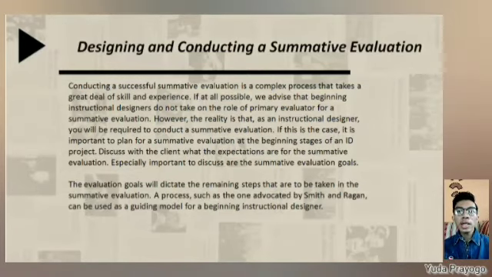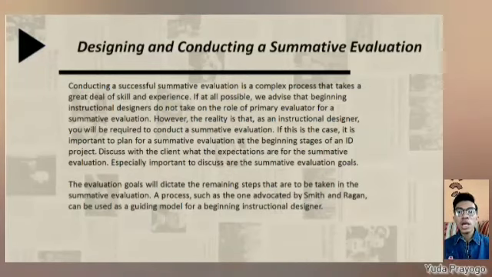As we mentioned, conducting a successful summative evaluation is a complex process that takes a great deal of skill and experience. If at all possible, we advise that beginning instructional designers do not take on the role of primary evaluator for a summative evaluation. However, the reality is that as an instructional designer, you will be required to conduct a summative evaluation. If this is the case, it is important to plan for a summative evaluation at the beginning stages of an ID project. Discuss with the client what the expectations are for the summative evaluation.